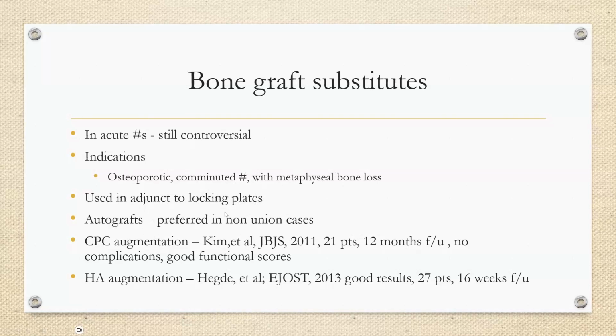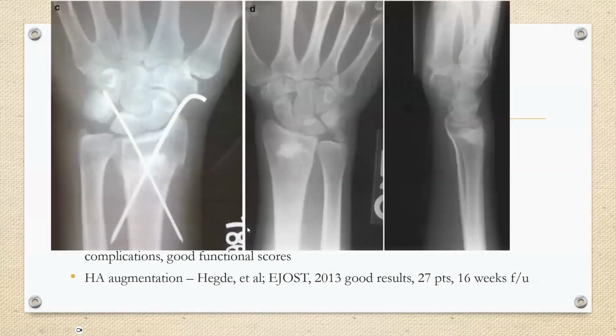Autografts are preferred only for non-healing cases, to restore the biology. However, there are good results seen with calcium phosphate cement augmentation and HA augmentation, as shown in these two studies. They showed good results with the use of bone graft adjuncts, though with very little follow-up. This is an example of HA being integrated into the distal radius defect following fixation.